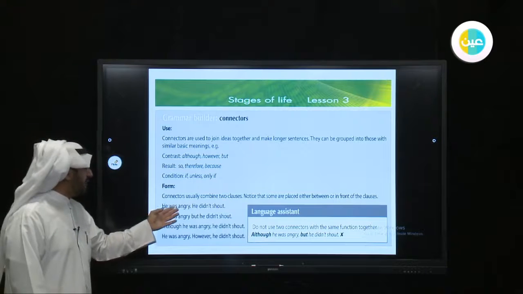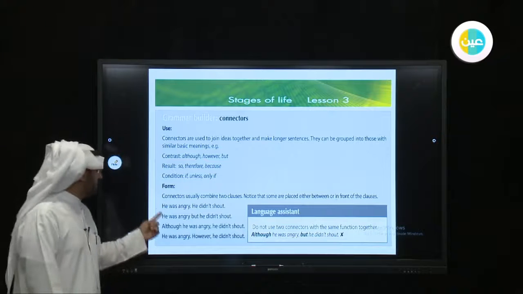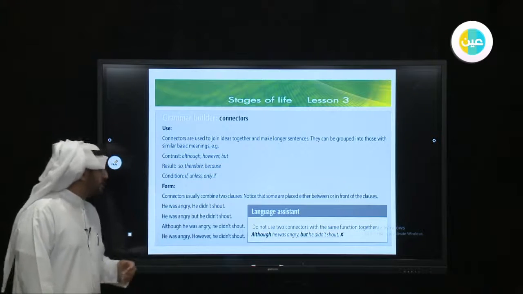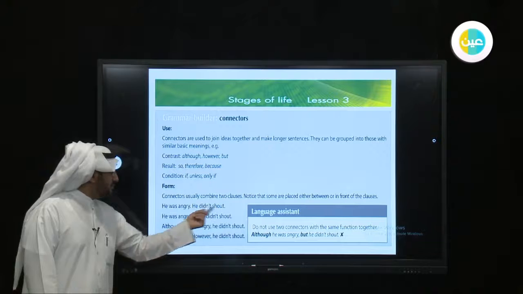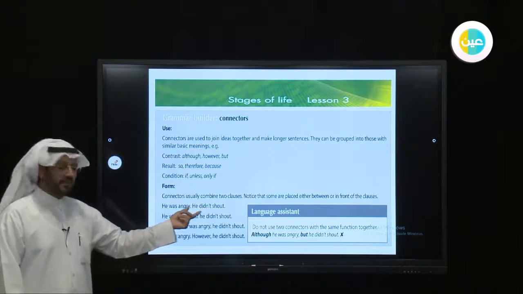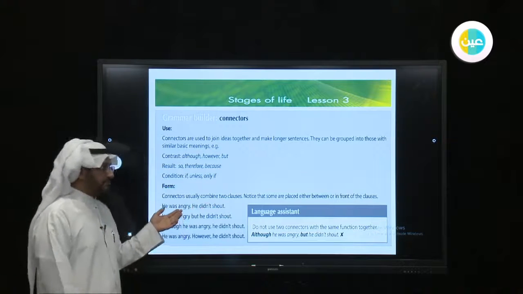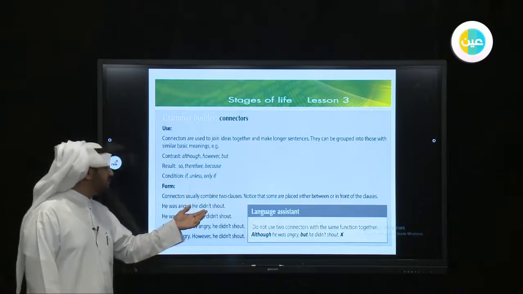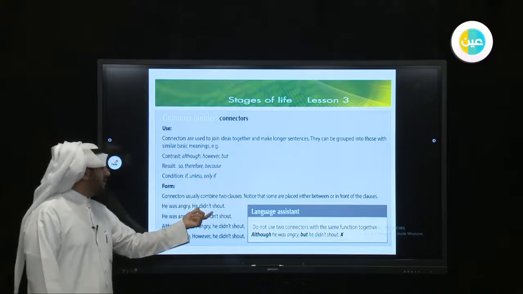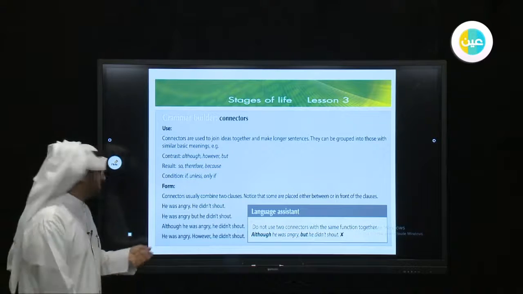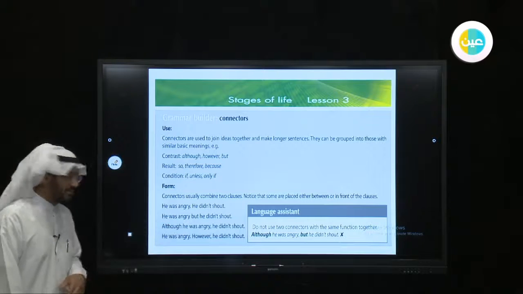He was angry. He didn't shoot. He was angry: this sentence is the cause. The other part is the effect. Cause means reason, effect means result. He was angry, but he didn't shoot. Another example.